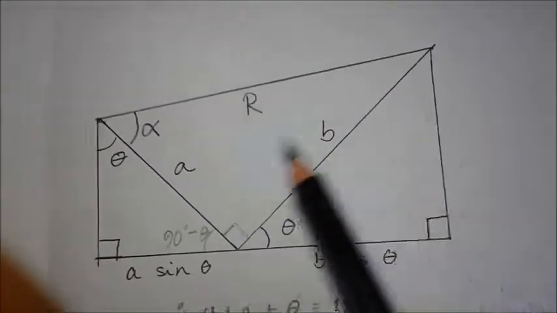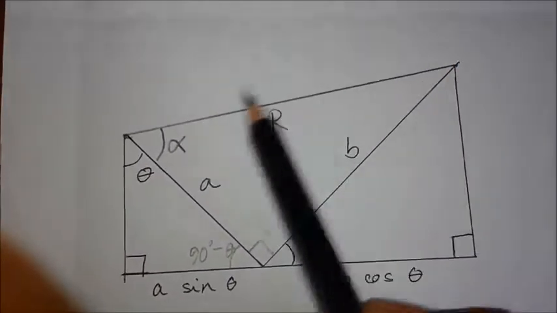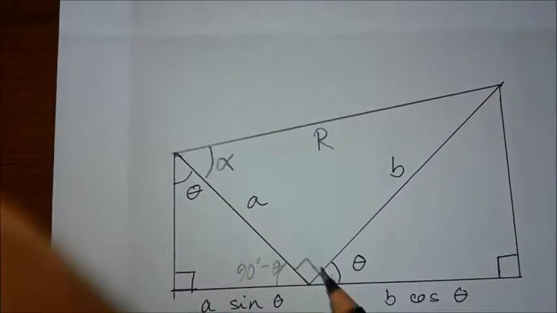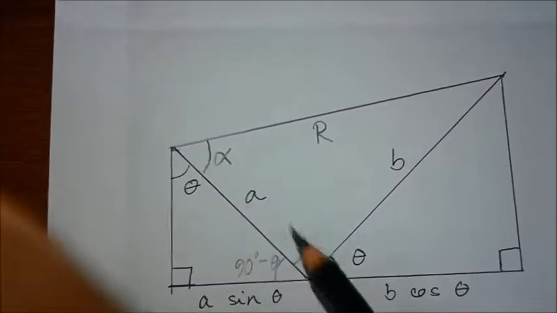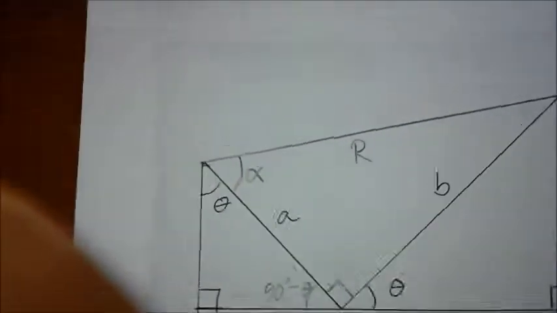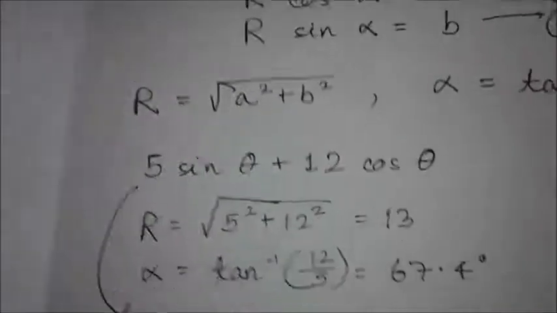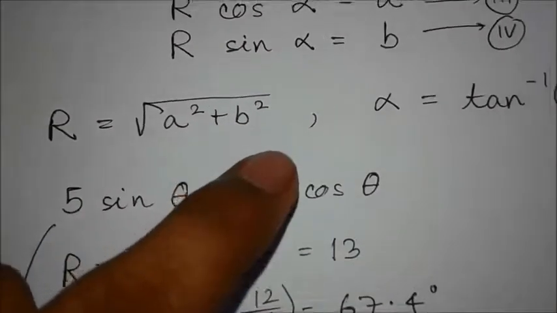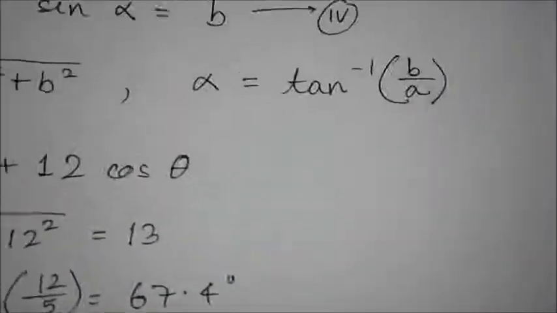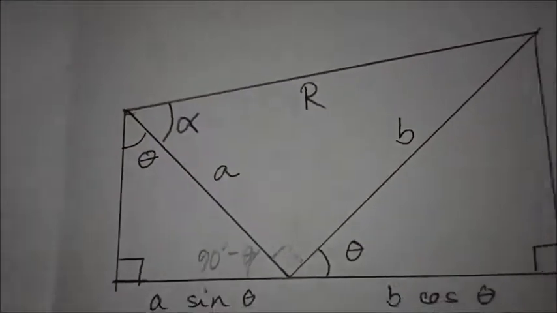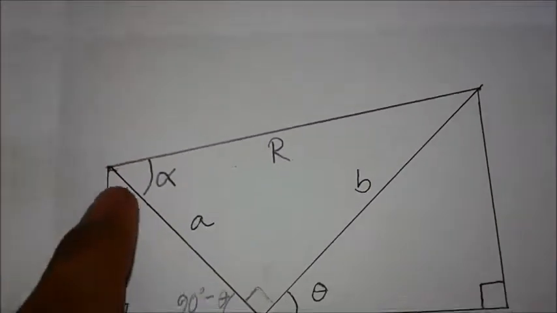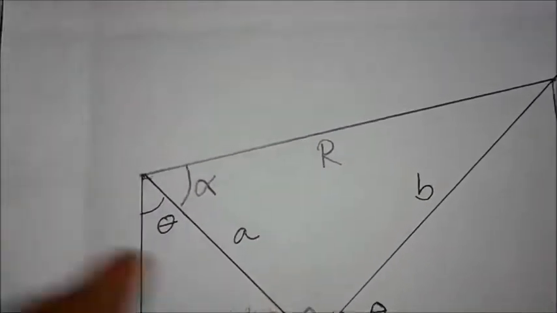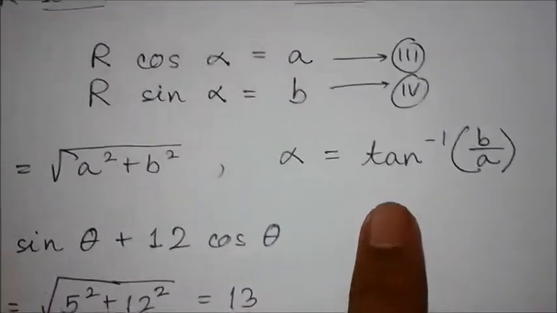And we can see the significance here. R corresponds to the hypotenuse of a triangle of sides A and B. Which is why we got R is equal to the square root of A square plus B square right over here, and alpha is the angle. The tangent of alpha is B by A, which is what we found right over here.